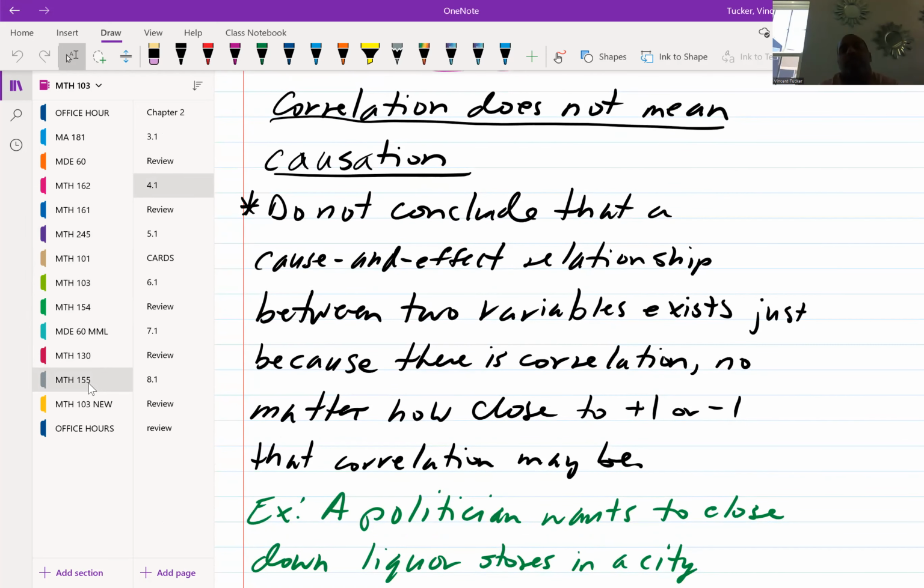So here, correlation does not mean causation. Do not conclude that a cause and effect relationship between two variables exists just because there is correlation, no matter how close to positive one or negative one that correlation may be. Just because there's a strong correlation does not mean that there is a strong cause.